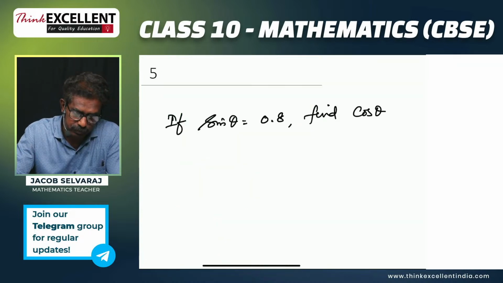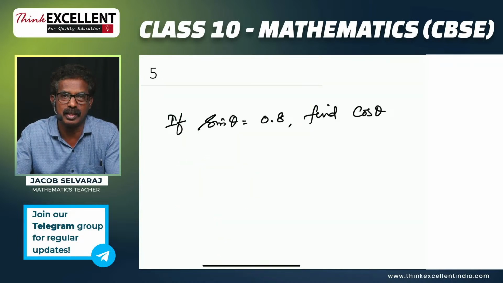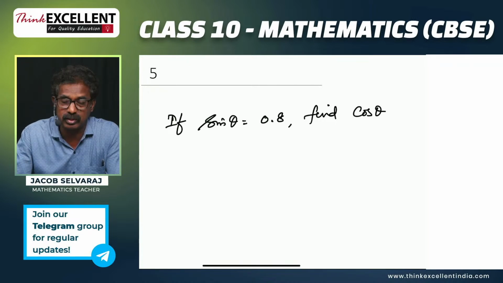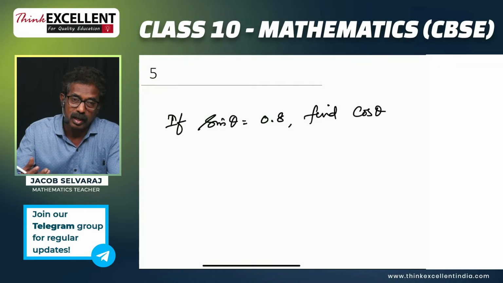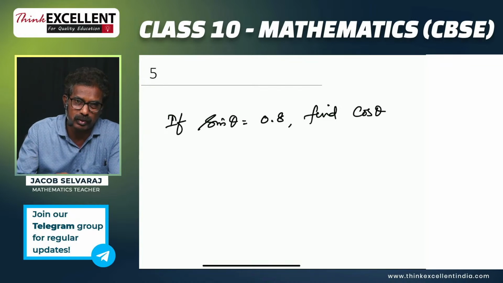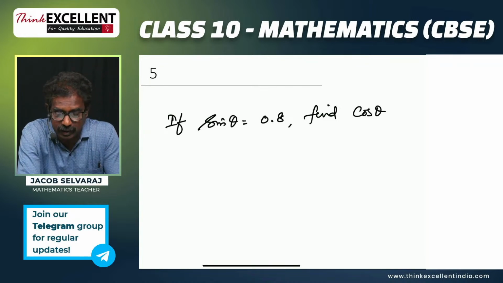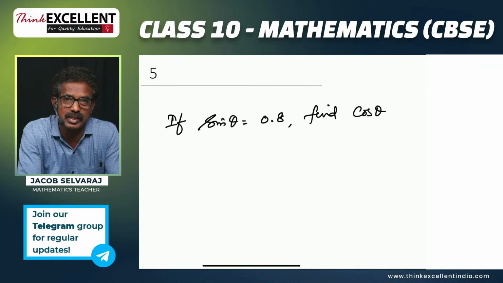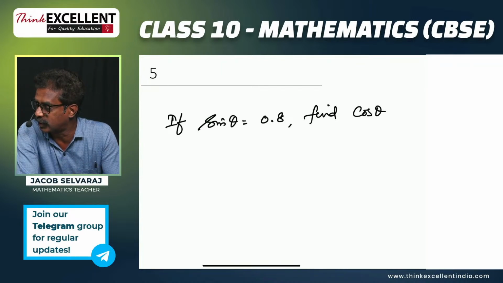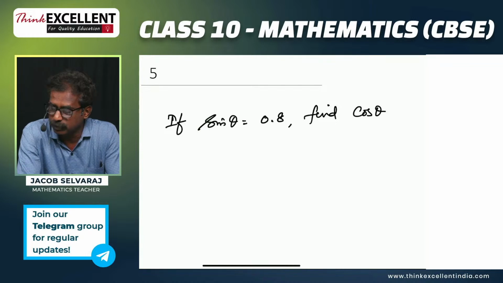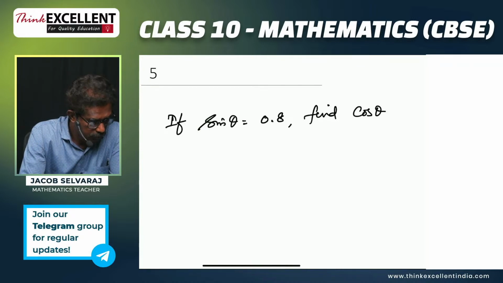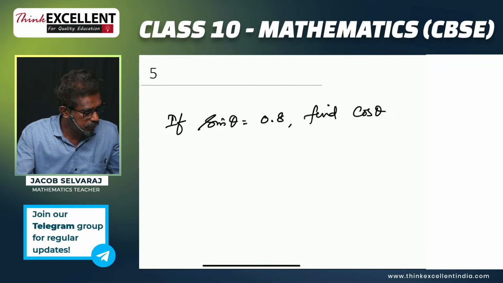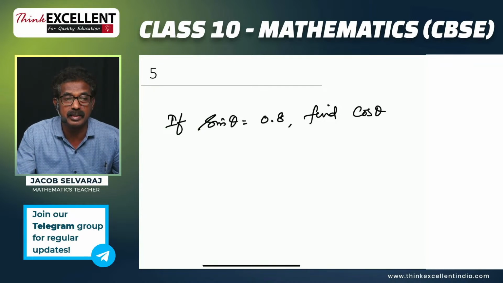Question number 5. Very simple question. Yes, students, you can do this sum. Sin theta is 0.8. Find cos theta. We are going to do some prove that questions also. But before that, make it thorough, this identity. Sin theta is 0.8. We want to find cos theta. Yes, use the identity. Sin square theta plus cos square theta is 1, right? So we have the identity. Can you try and give your answer in the chat section?